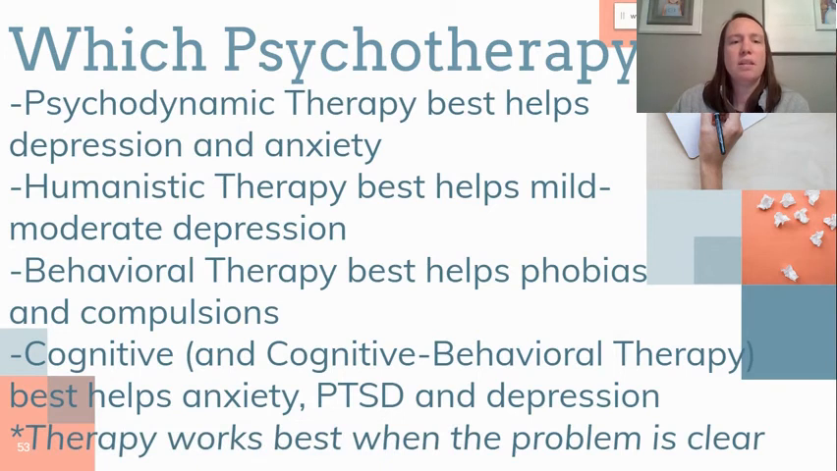Psychodynamic therapy best helps people with depression and anxiety. That's kind of what it's known for. Humanistic helps people with mild to moderate depression really well. Behavioral helps people with phobias and compulsions. We talked about phobias when we were writing this down in our notes. And cognitive, or CBT, best helps people with anxiety, PTSD, depression, stuff like that.